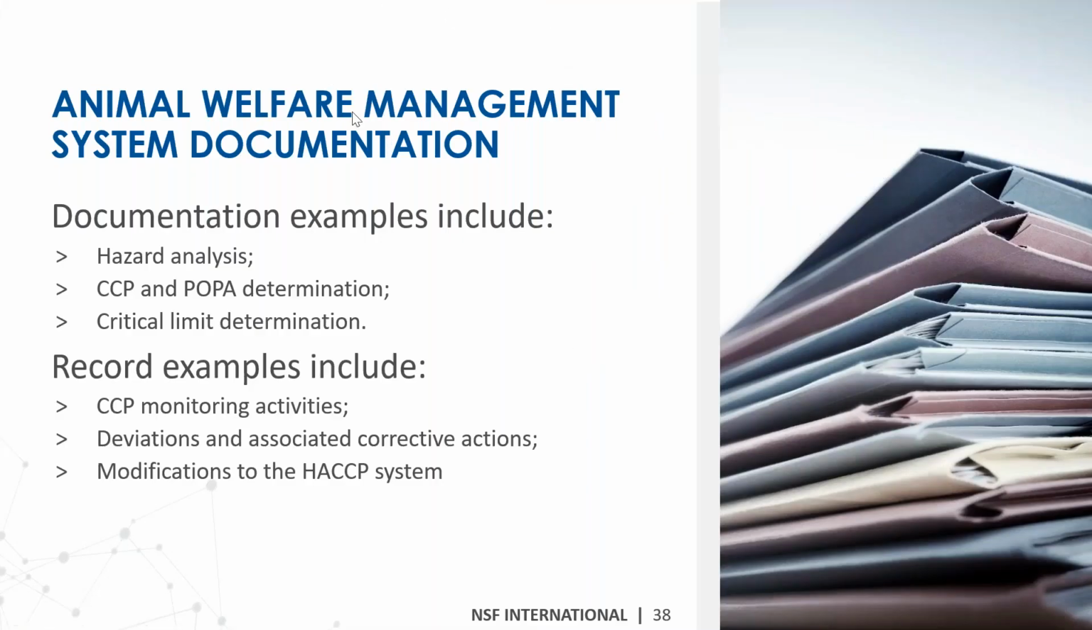Okay, so when we put that all together, what we're looking at when we assess management system documentation is a hazard analysis that's in place, the CCP, and if applicable, the point of particular attention determination and the critical limit determination. You want to be able to demonstrate why and how you chose those points and the limits. And then we look for records, including the CCP monitoring activities, when there are deviations and the associated corrections and corrective actions, and then, in an ongoing review of the system, any modifications to it.